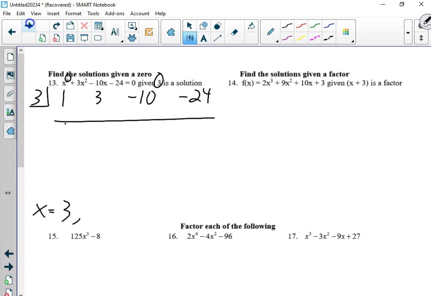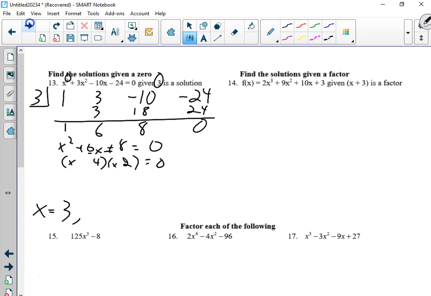I'm going to bring the 1 down. Multiply by 3 and get 6. Multiply by 3 and get 18, get 8 here, and multiply by 3 and get 24, which gives me 0. So true, it is a factor. Now, I started with cubed, so this is x squared plus 6x plus 8 equal to 0. I need to factor this. I need 2 numbers that multiply and give me 8 that add up to 6. Well, that's going to be 4 and 2. Both positive.